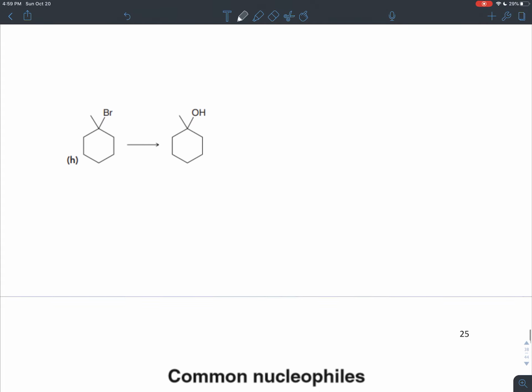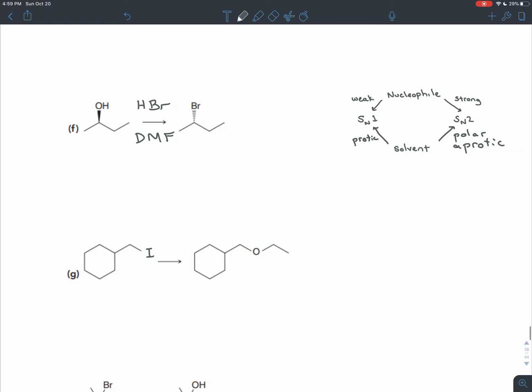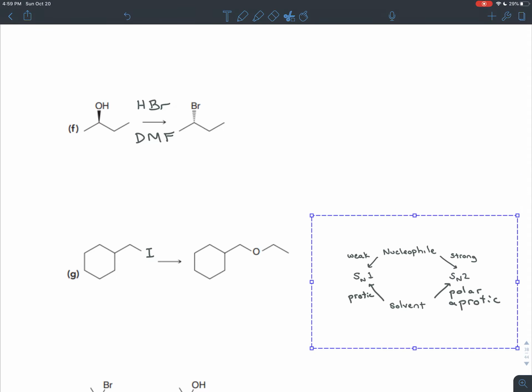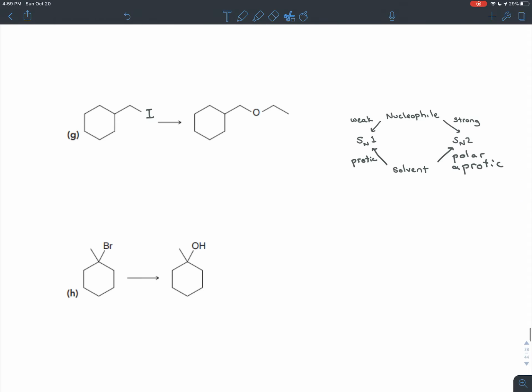For G, there was a typo. If your homework does not have an iodine there, draw an iodine in. So we have that leaving group there, and that's on a primary carbon. So we know this has to be SN2. We're never going to form a primary carbocation, and there's plenty of room for the nucleophile to attack in with this leaving group on this primary carbon.